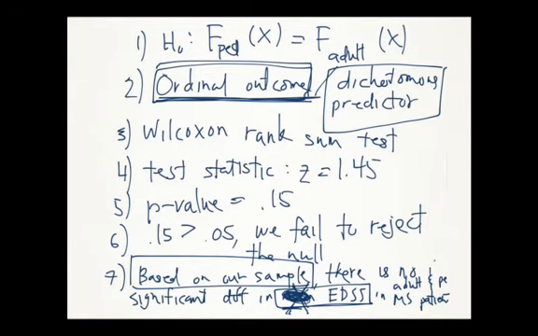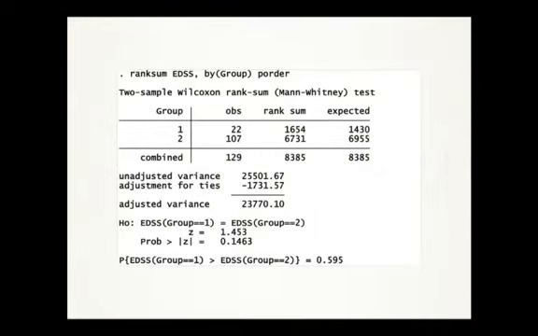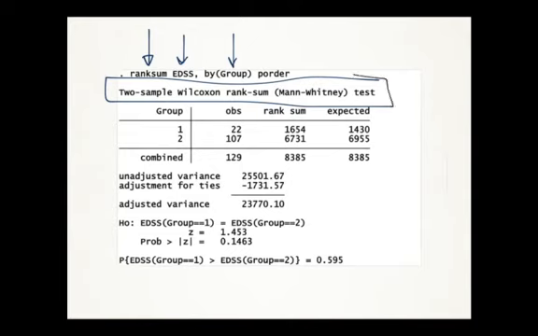Okay. So what would this look like in terms of Stata output? The Stata command is ranksum. EDSS is our outcome, by group that separates adults and children. You'll notice that the Wilcoxon rank sum test, just to confuse you even further, has another name called the Mann-Whitney test also. So those are the same thing. The Wilcoxon rank sum test is the same as the Mann-Whitney test.